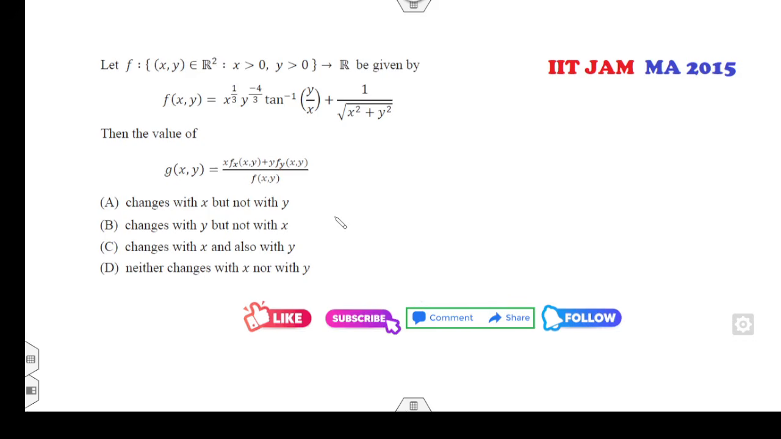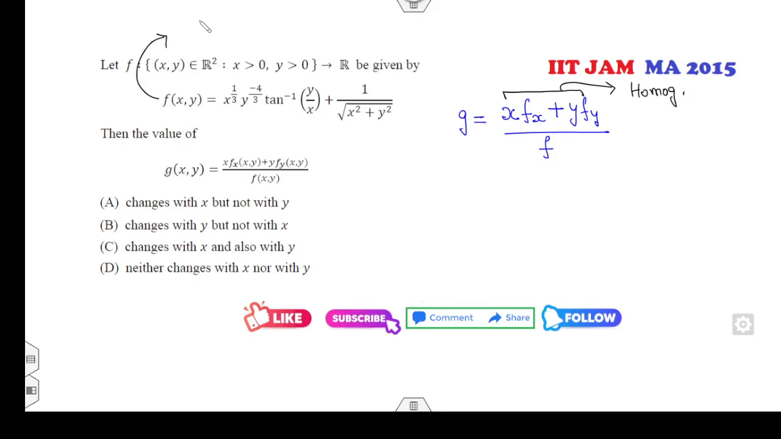Look at the next one. Your target is to find the value of g, which is defined as x into fx plus y into fy divided by f. Again, you can see the numerator part is defined corresponding to the homogeneous terms. So my target is to write the f in terms of y over x. How can I write this quantity first? I can take x square common.